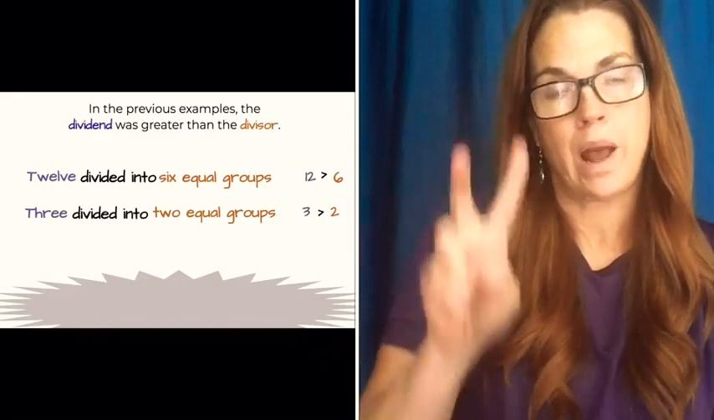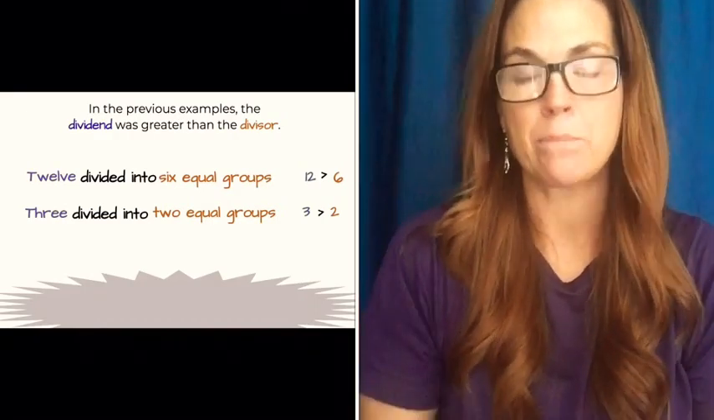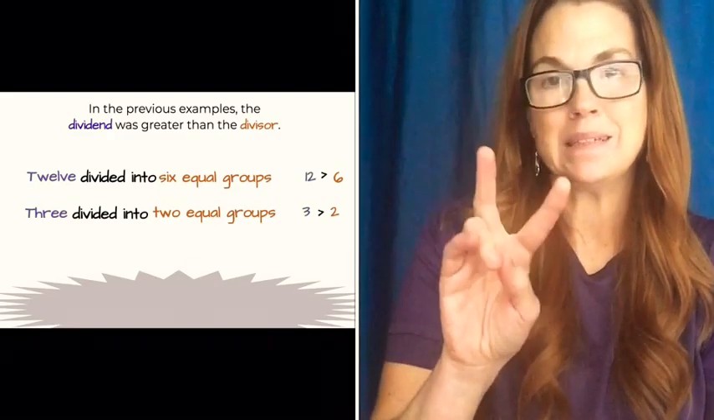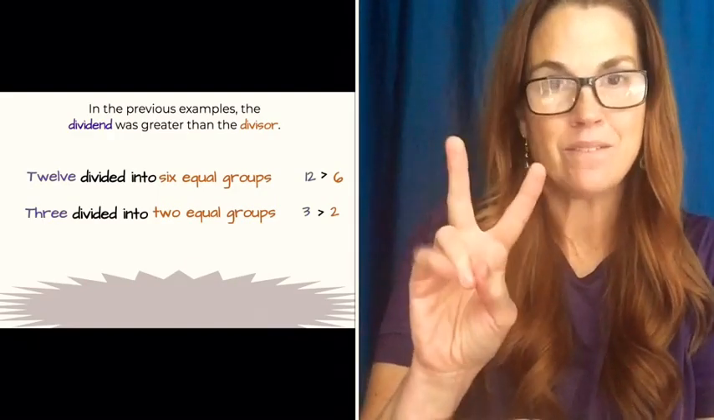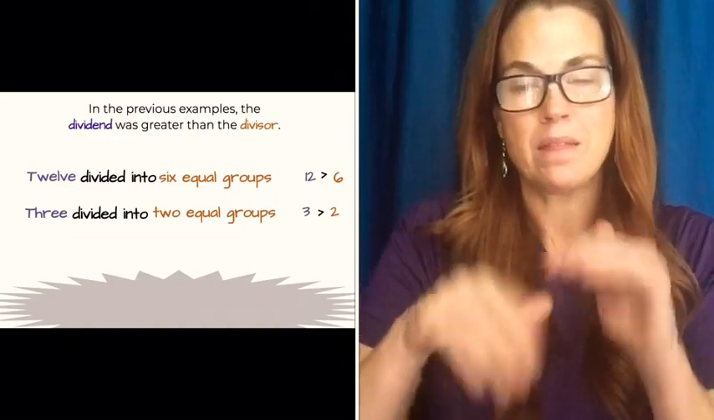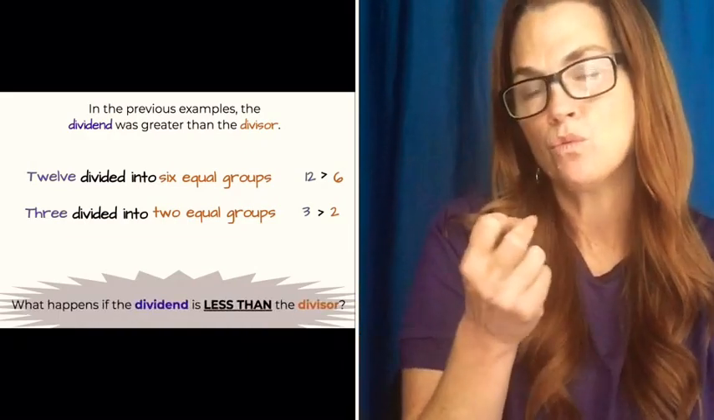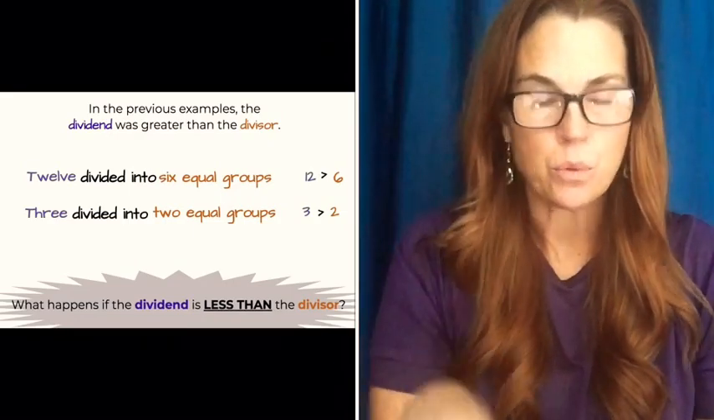In the previous examples, the dividend was greater than the divisor. For example, 12 was the dividend, and that's greater than 6, the divisor. 3 was the dividend, and that's greater than 2, the divisor. So what happens if the dividend is less than the divisor?